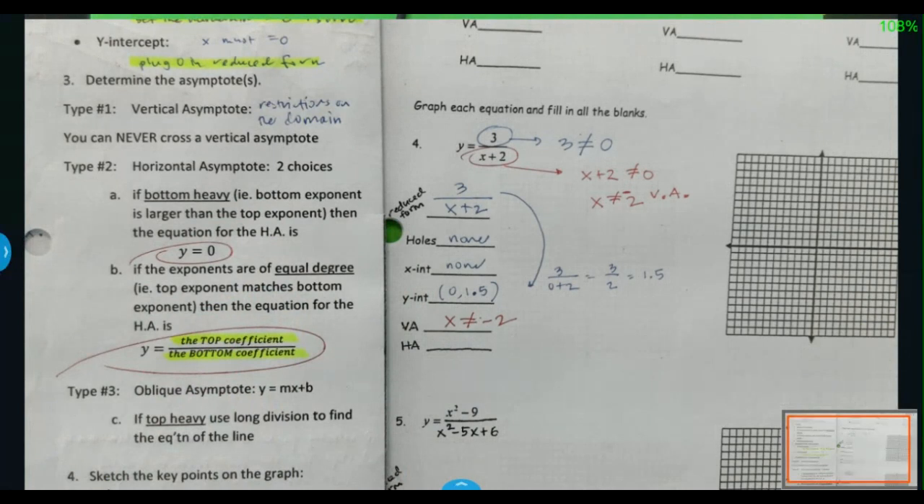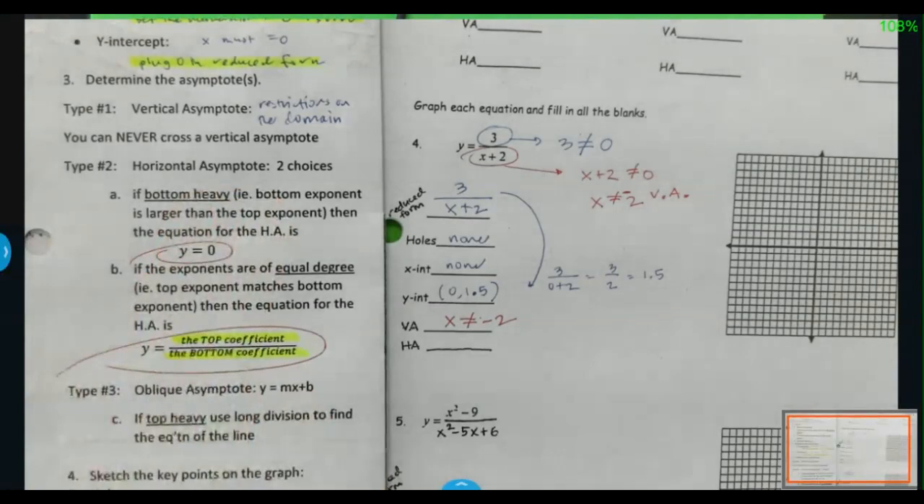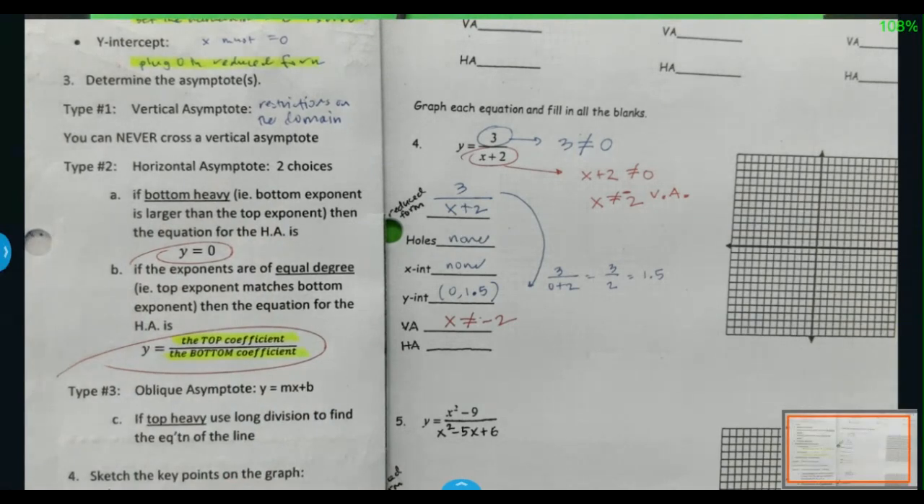So, for example, if you have an x squared on top and an x squared on the bottom, it's equal degree. If you have an x cubed on the top and an x cubed on the bottom, it's equal degree. But if you have more on the bottom, maybe you have an x squared on the bottom and an x to the first on the top, then it's bottom heavy. And again, this will come on Thursday. So let's look at the one that we have.